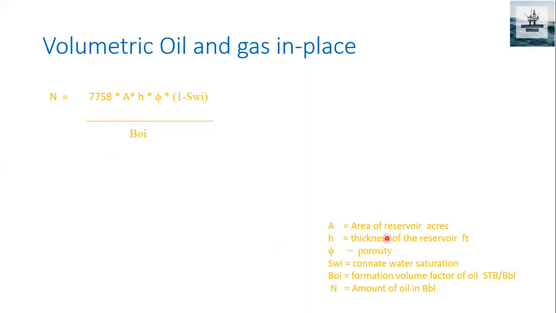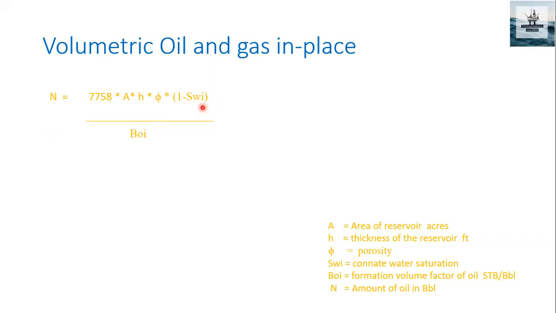A represents area of the reservoir, H represents thickness of the reservoir, with feet as the unit for that, and phi represents porosity. These are standard terms that we are going to use in reservoir engineering. Porosity units will be in fractions, so there won't be any units for that.